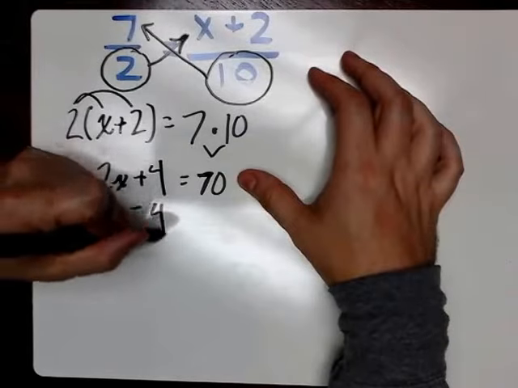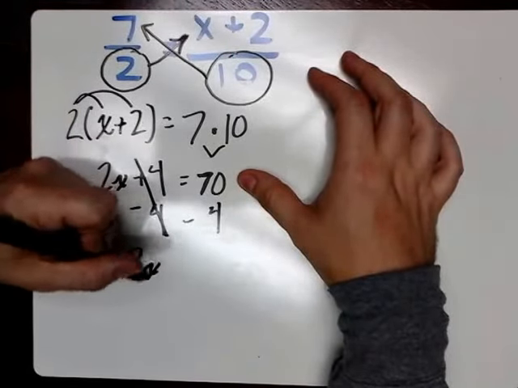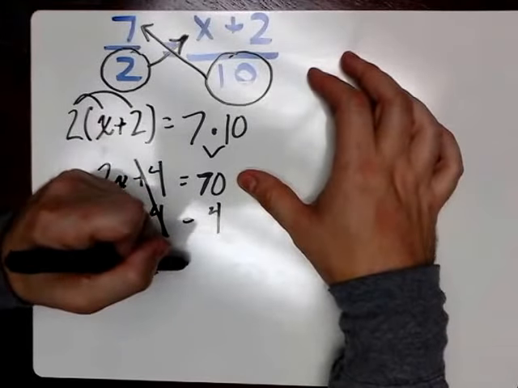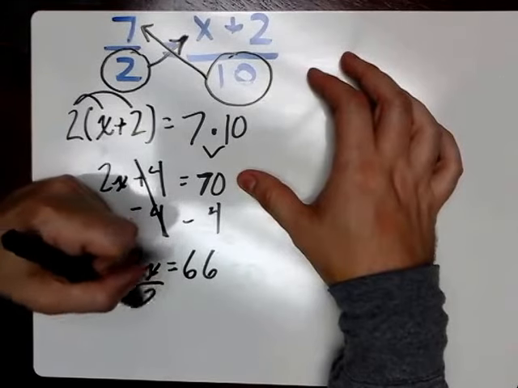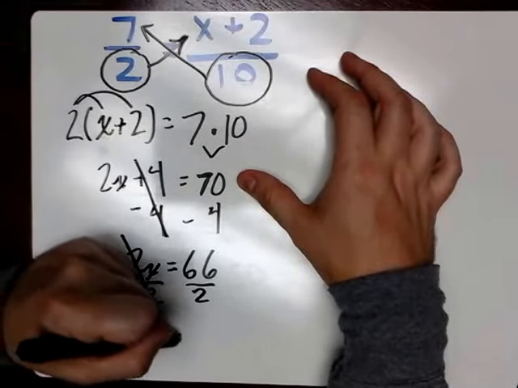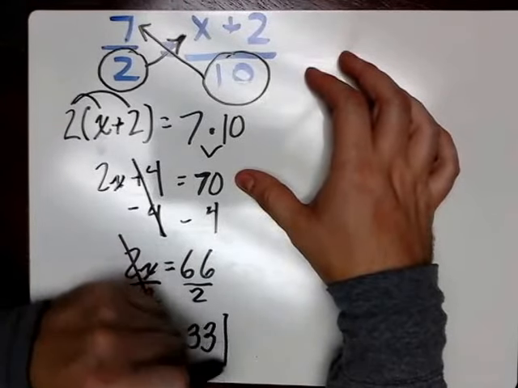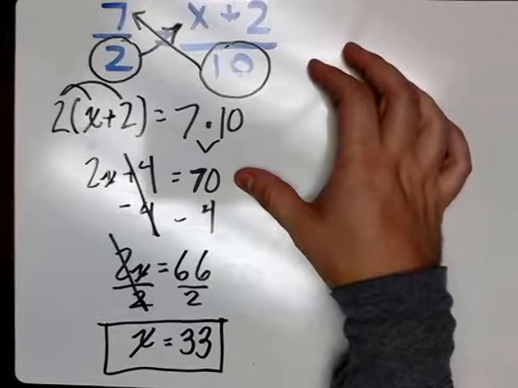Now I'm going to subtract 4. So I have 2x equals 66. Then I'm going to divide by 2. And x is going to equal 33. And that's how we do that.